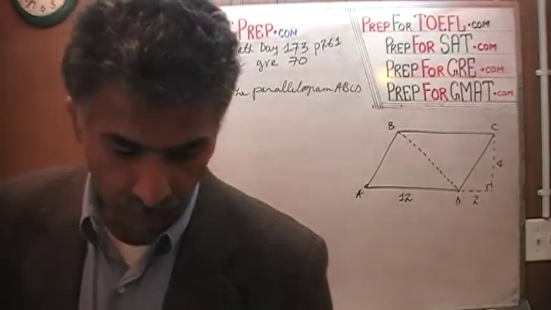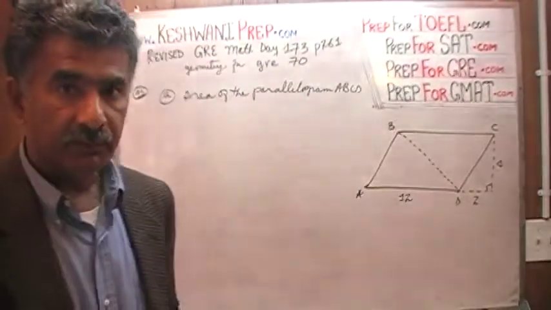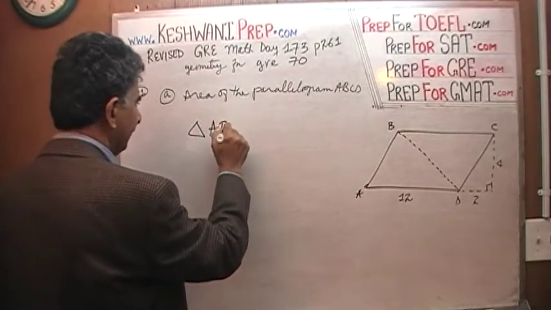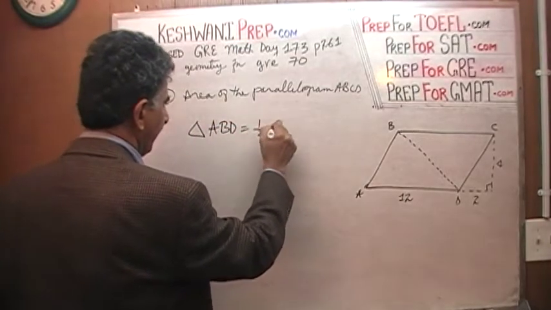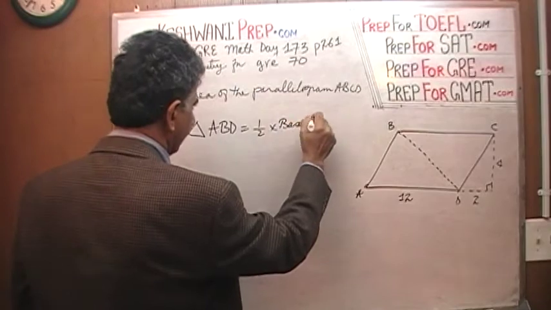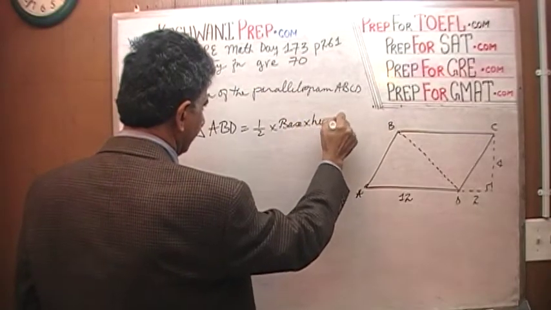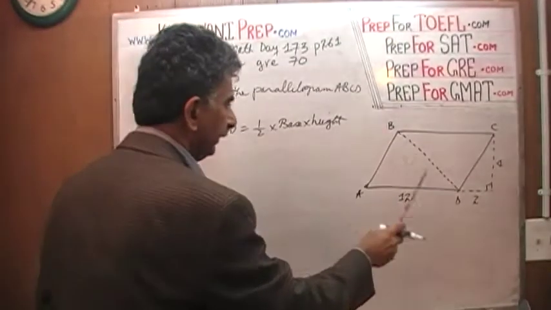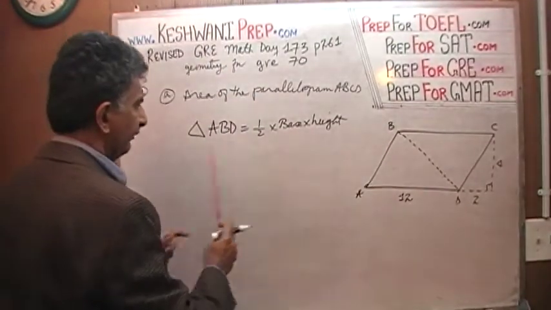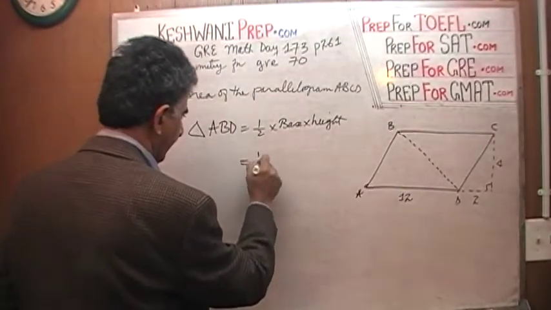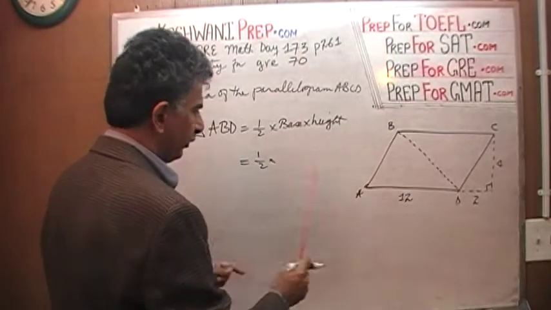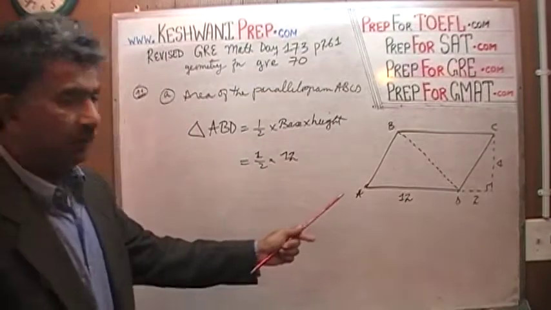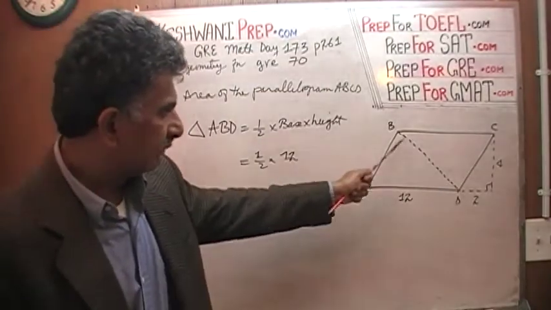Ordinarily, when we're talking about the area of a triangle, for example, area of the triangle ABD would have been 1/2 base times height, which is 1/2 times base, which is 12. The question is, what is the height of this triangle ABD?